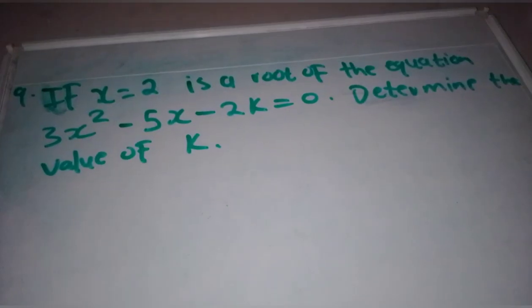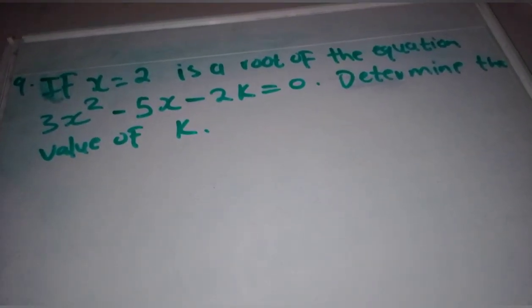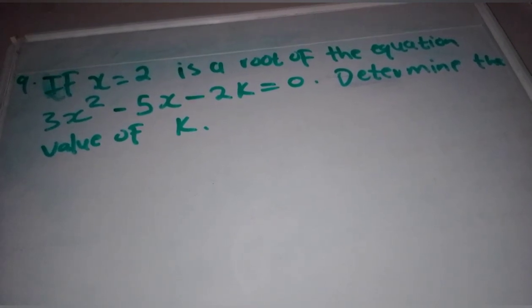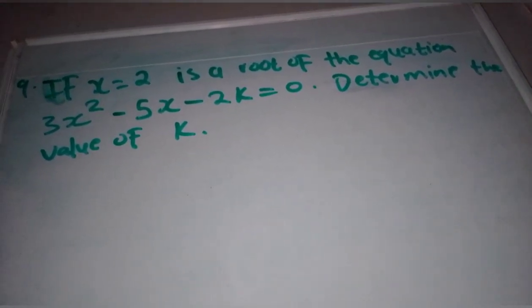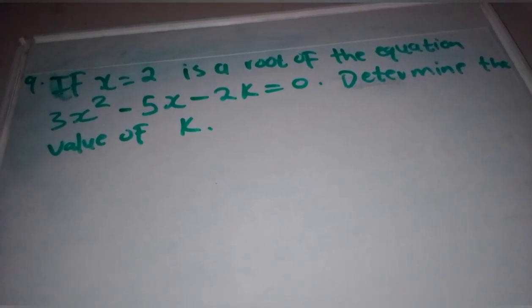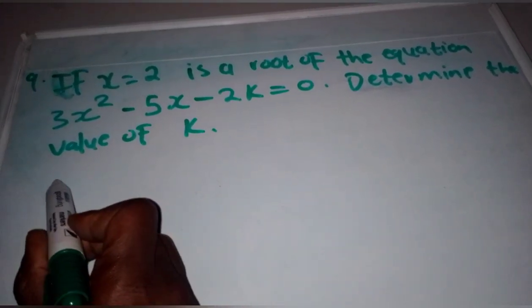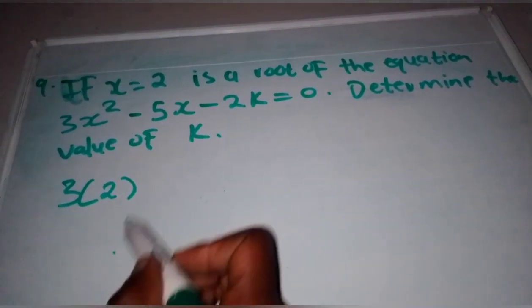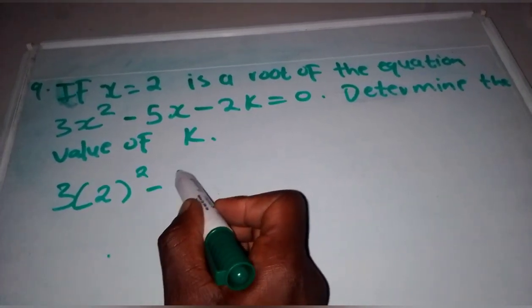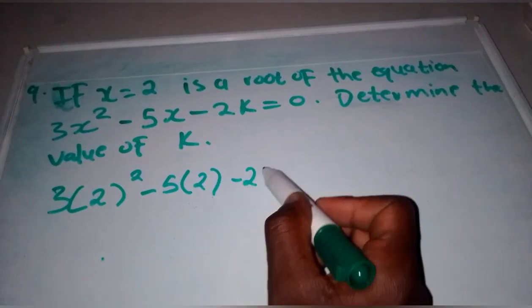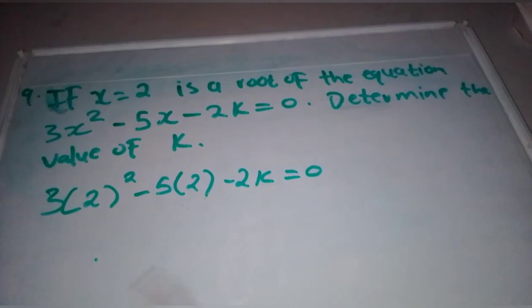Yes, this is the interesting one. They say if x equal to 2 is a root of the equation 3x squared minus 5x minus 2k equal to 0, determine the value of k. Here we are solving for k, so we substitute x where there's x. Substitute that value of x, which is 2. So where there's x, we put 2. Don't forget the squared. 3 squared minus 5 open bracket 2 minus 2k equal to 0.